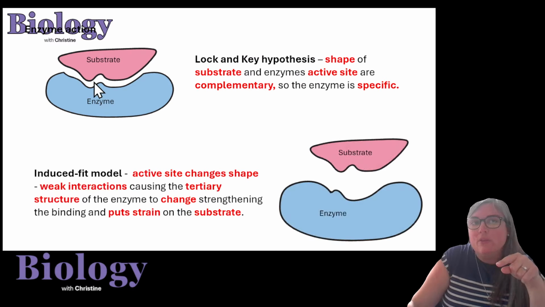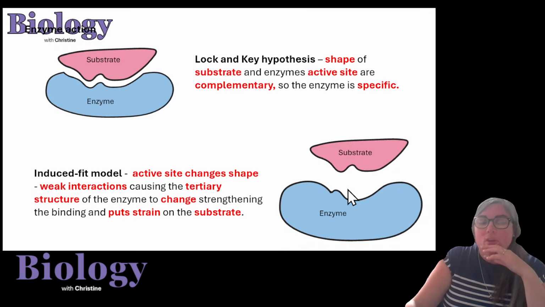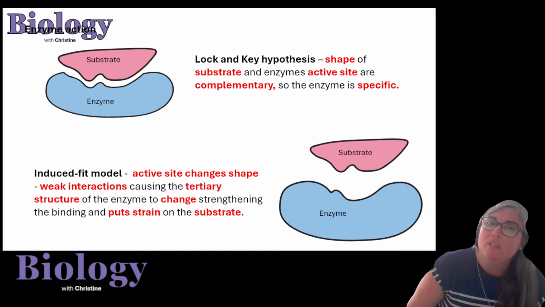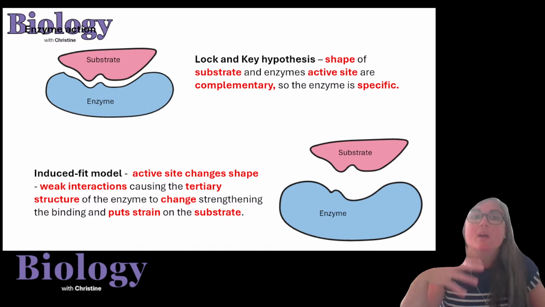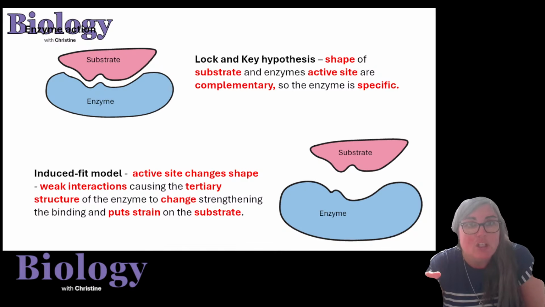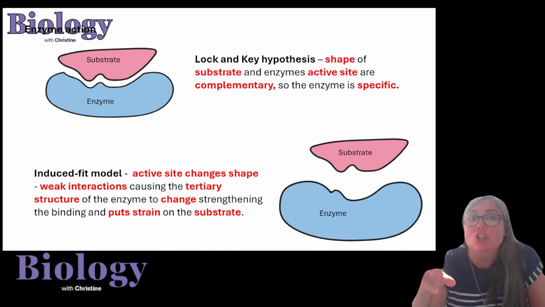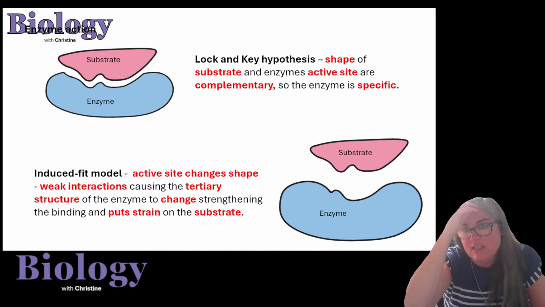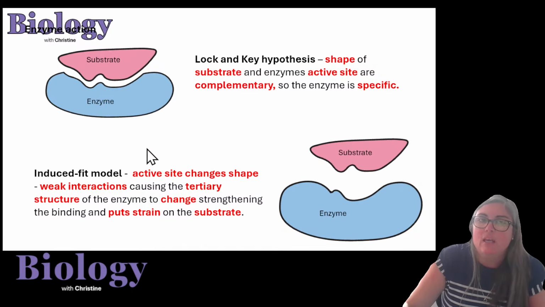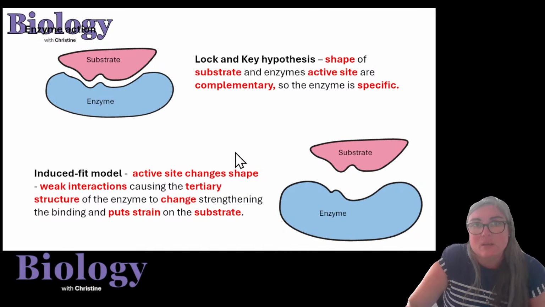And you should know the difference between whether it's the lock and key and whether it's the induced fit model. So know that we have a globular protein. Because we've got a globular protein, we know that it has a tertiary structure. We know that that can change in the induced fit model, and as it changes its structure, it is going to strengthen that binding and put more strain on the substrate. So although we used to believe in the lock and key model, we now are using the induced fit model because that actually makes more sense with the evidence that we have.